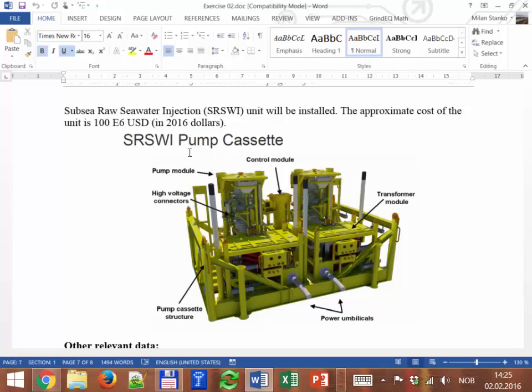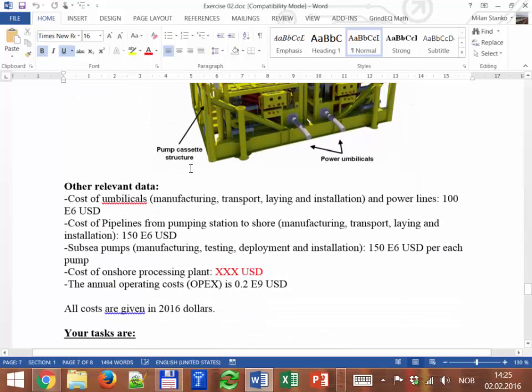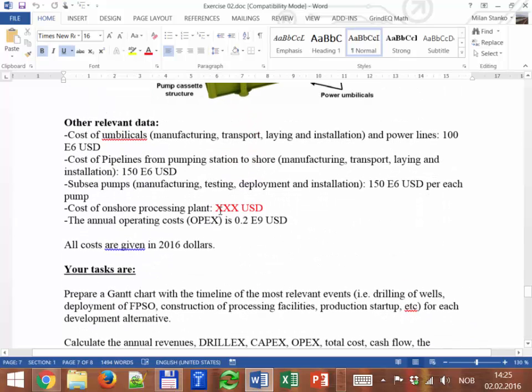Okay, and as I encourage you, as always, if you think that the input is not correct, or if you want to do something more advanced, or if you have another way to solve it, that's also encouraged. Okay, so we are missing this cost for the onshore operating plant, but I think we obtained the value today. That's $180 million. And you're going to get that exercise tomorrow.